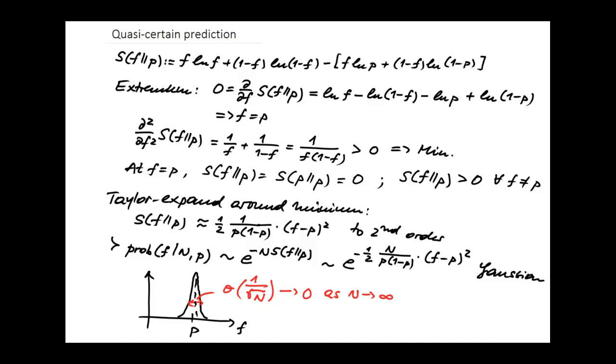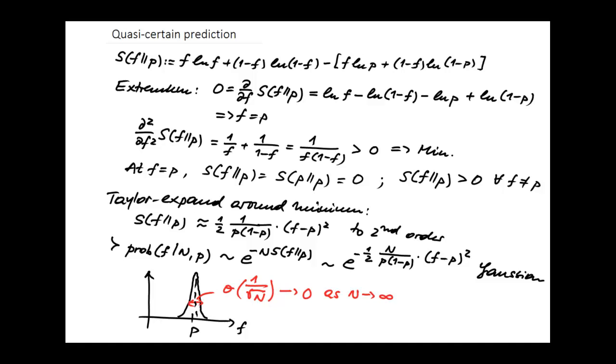And here we have it. Here we have this quasi-certain prediction. That's what I mean by quasi-certain. If we repeat the coin flips many, many, many times, then the statement that the relative frequency of heads will be equal to the probability p becomes quasi-certain, because the fluctuations around the expected value p become smaller and smaller. They are of the order 1 over the square root of n.